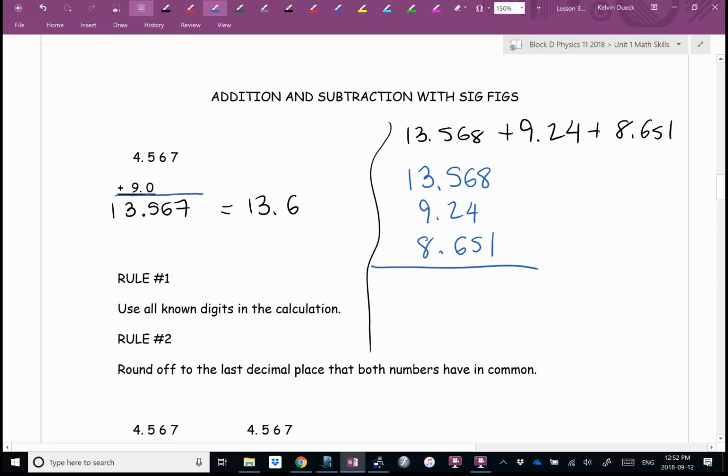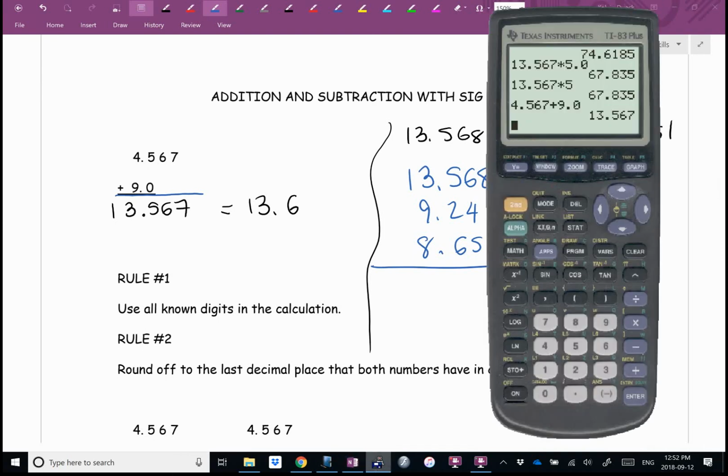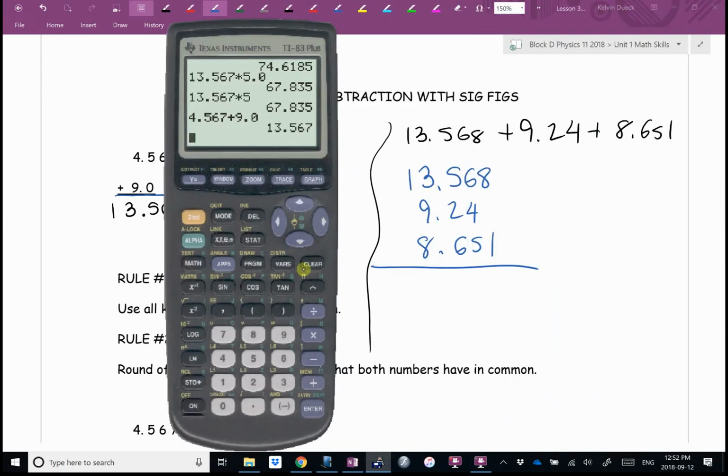Add them as is before you do any rounding off. Or if it was subtraction, subtract them as is before you round. The rule for adding and subtracting is the same. So, 13.568 plus 9.24 plus 8.651. I get 31.459. Is that what you get?